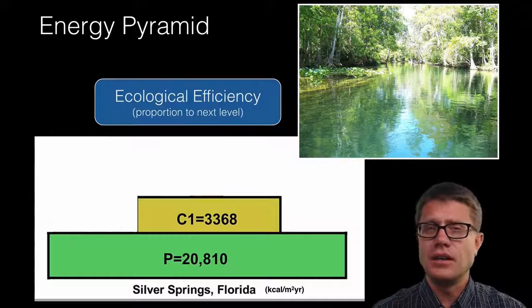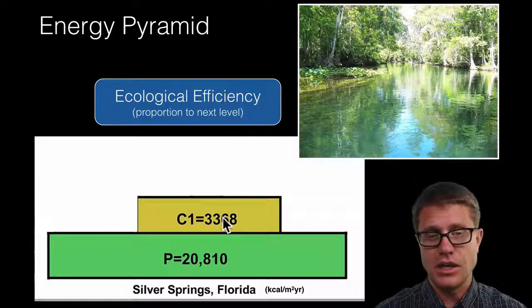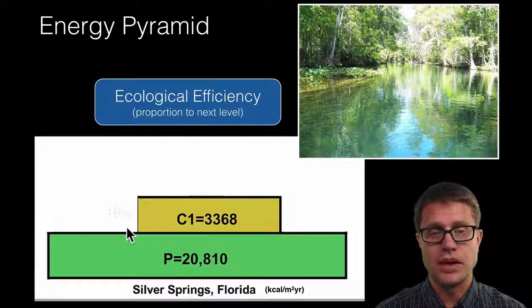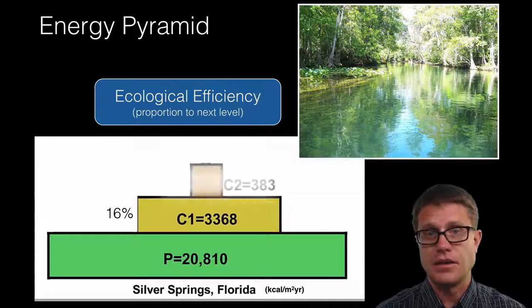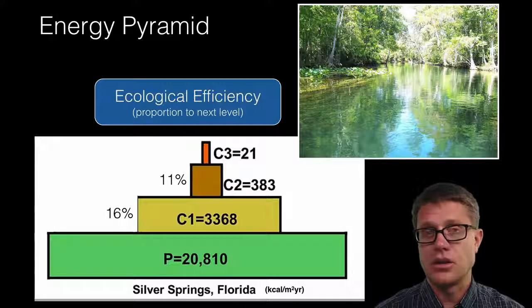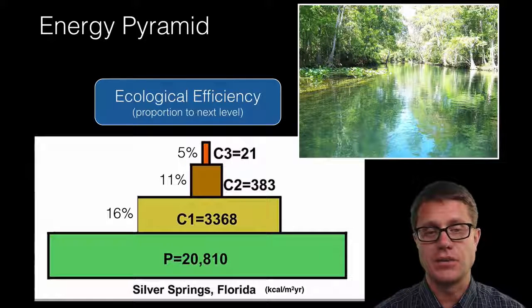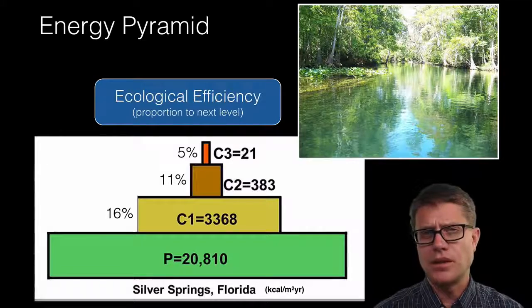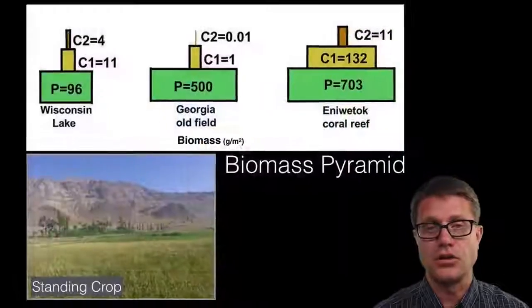So what's the ecological efficiency? What amount made it to the next level? Well, you could just take this and divide it by that. And we could find that 16% moved to the next level. We could look at the secondary consumers. You can see it's around 10% there. And we could look at the tertiary consumers, and you can see that it's around 5%. And so ecological efficiency is going to be somewhere between 5 and 20%, depending on how efficient that ecosystem is. Now, what we're really missing on this energy diagram are the decomposers. They're going to make use of a lot of that energy as well.